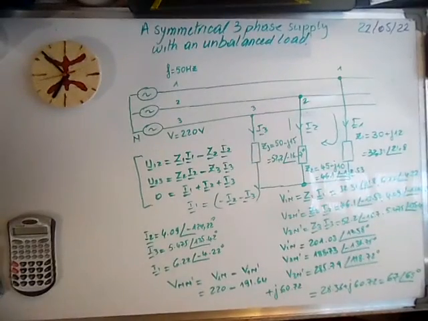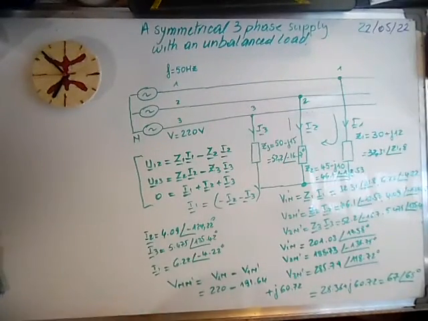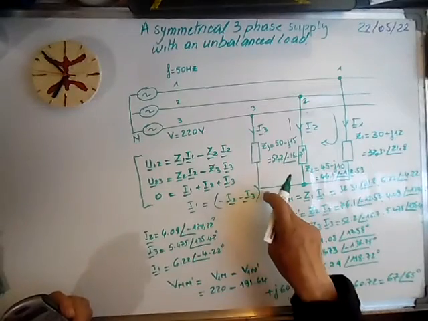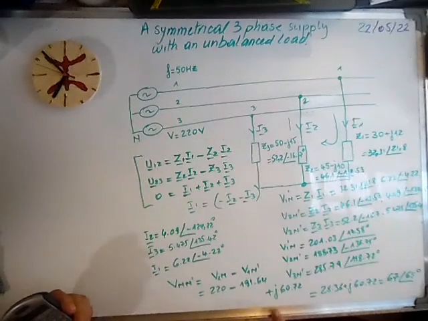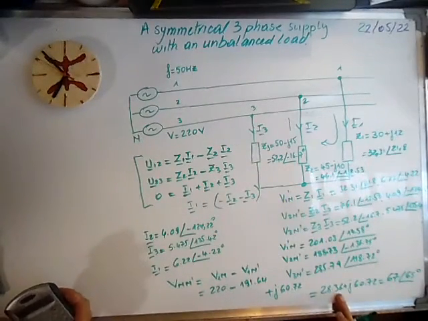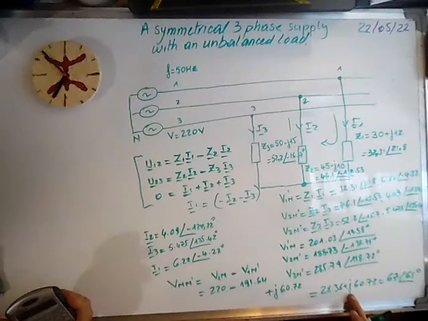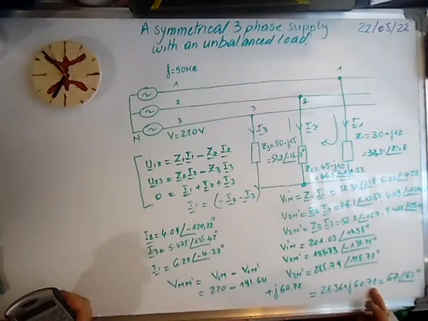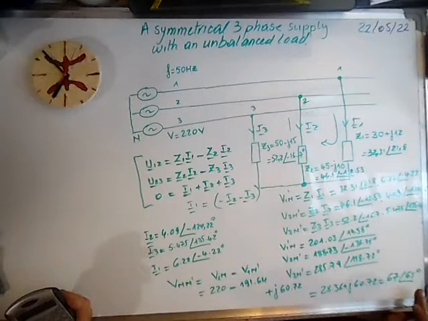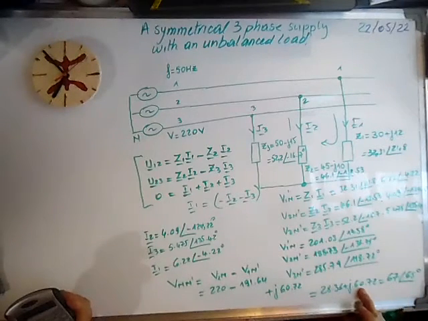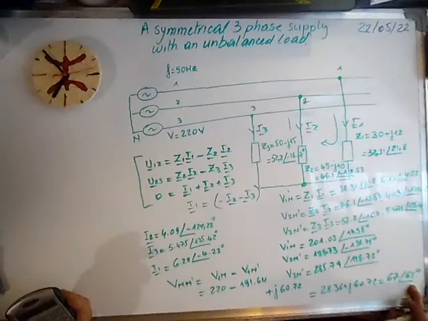Okay, we continue our exercise. So we calculate V_N' is equal to 28.36 plus j60.72. The module is the square root of this squared plus this squared. It's equal to 67. And the argument is arctangent of this divided by this, and we have 65 degrees.